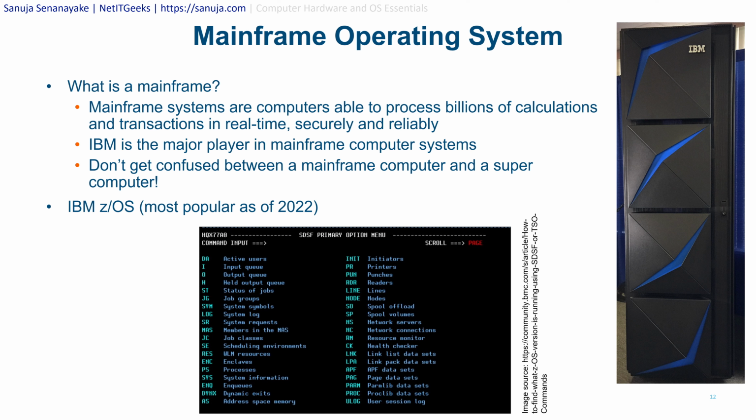A supercomputer is different from a mainframe computer, because a supercomputer is interested in how many calculations can be done per second, how fast a computation can be done. Mainframe is not interested in how fast the computation can be done. It's interested in processing billions of calculations and transactions in real time, securely and reliably, while supercomputers are interested in how fast those calculations can be done.